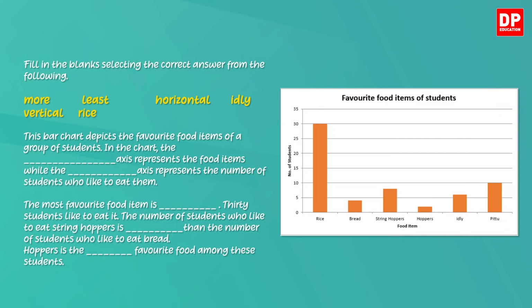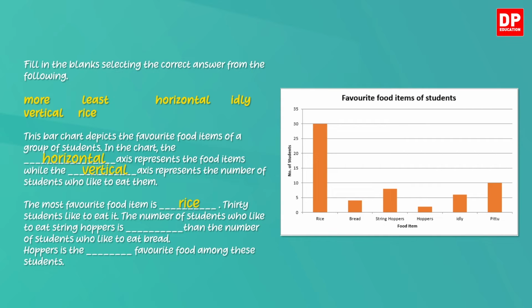Let's check your answers now. I will read the complete description. This bar chart depicts the favorite food items of a group of students. In the chart, the horizontal axis represents the food items, while the vertical axis represents the number of students who like to eat them. The most favorite food item is rice. 30 students like to eat it.